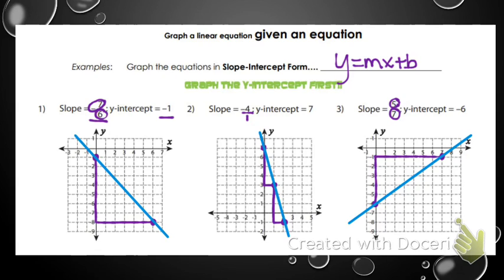Okay, also remember, because we are drawing linear equations, these are lines that are going to continue forever. So we should have an arrow represented at the end of each line.